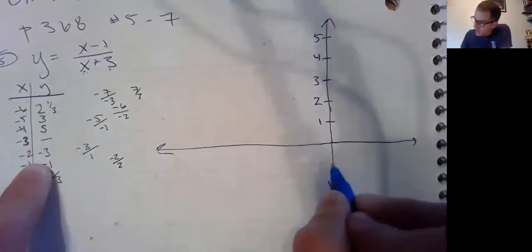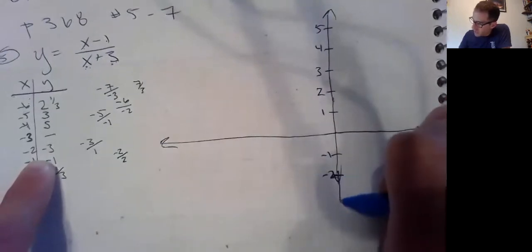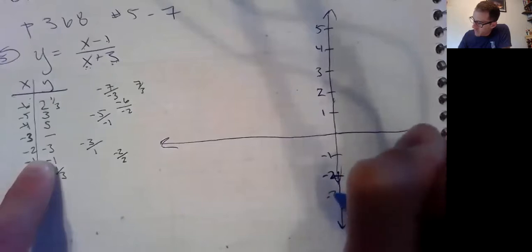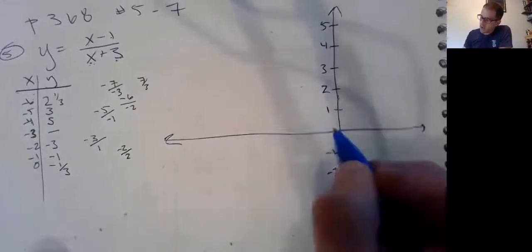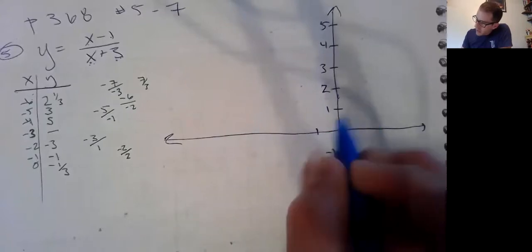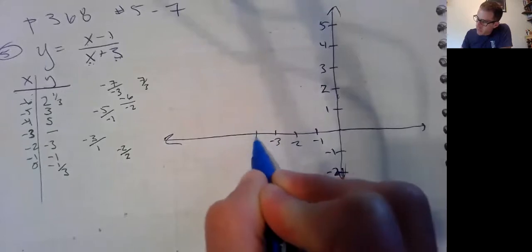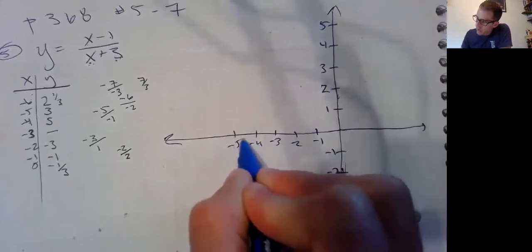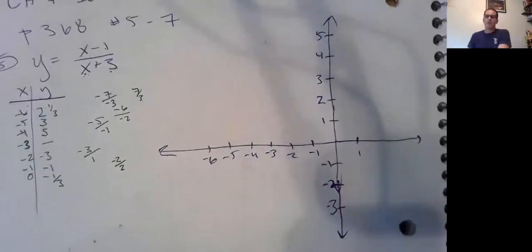I have to keep going though. -1, I shouldn't have stopped there. -2. This is why you don't draw in pen. -3. Okay, and now I'm going to count by halves again. So -1, -2, -3, -4, -5, -6. Let's just put a 1 out there for fun.